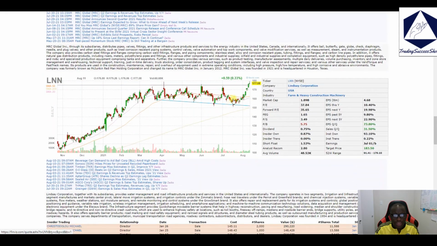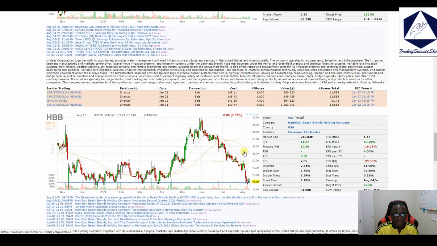Okay, this one is the same thing. You see how we're bouncing right off: support, resistance, support, resistance, and then resistance. So we're going to be looking for volume, to see if volume is coming in, and if we can break through this area into the 180 spot, right?